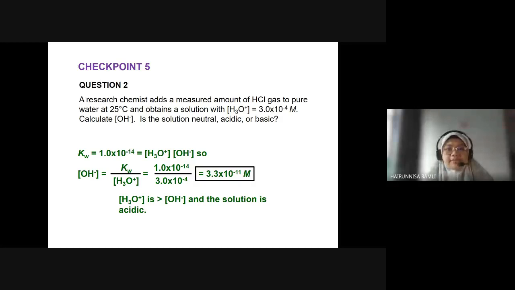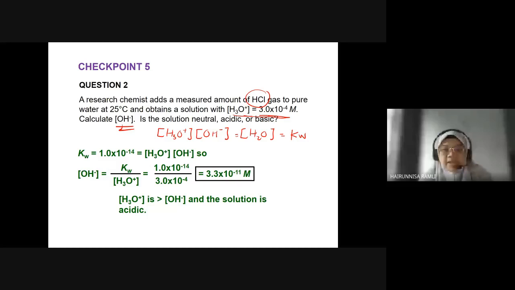Okay. So if you get a question like this, we write out first. Okay. It says here HCl. Then it gives the value of H3O+. Now it wants OH-. You must remember, write out again the relationship between H3O+ and OH-. So the relationship is the concentration of H3O+ times OH- is equal to the concentration of water, which is equal to Kw. Okay, so Kw is equal to 1 times 10 to the power of negative 14. So first you must know the relationship. That's why it comes up with this equation.